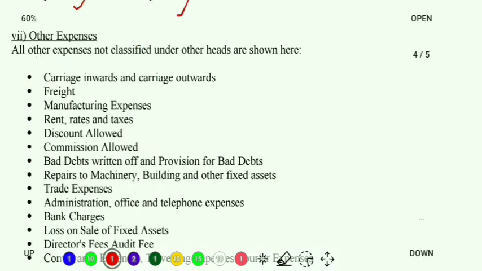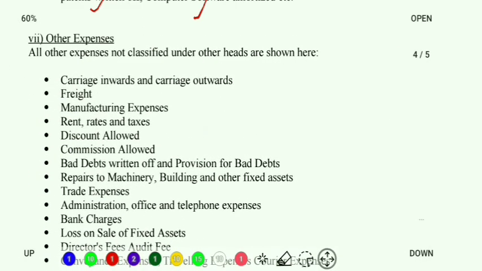Moving forward, we have the heading that is other expenses. Whichever expenses in the company are not classified under the other 6 heads that we have discussed just above, if it fails to fit there, it will be put under the other expenses subheading. Clear? See, it's written here, all other expenses which are not classified under other heads, they will be shown here, right? Now what are the types?